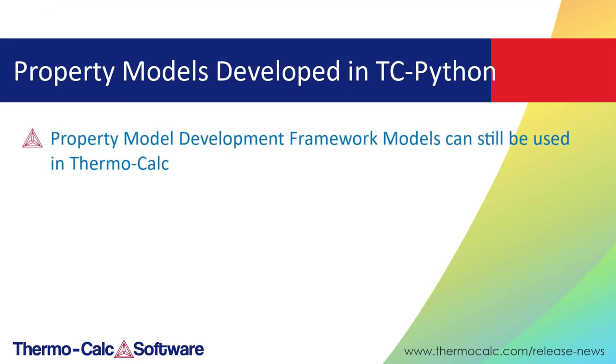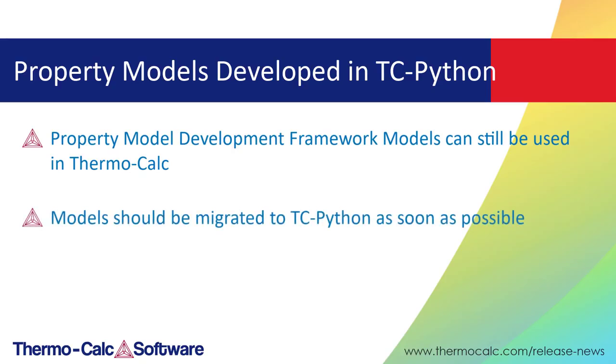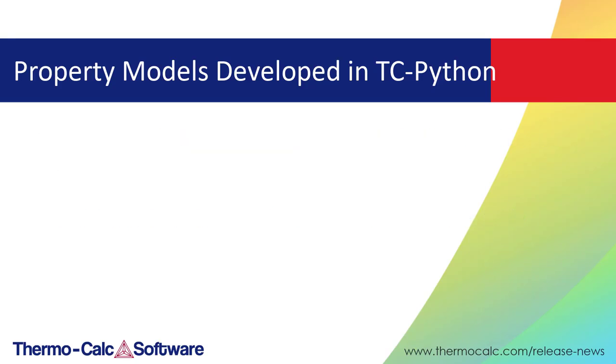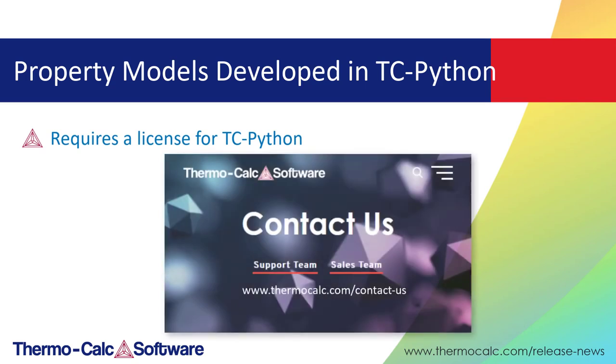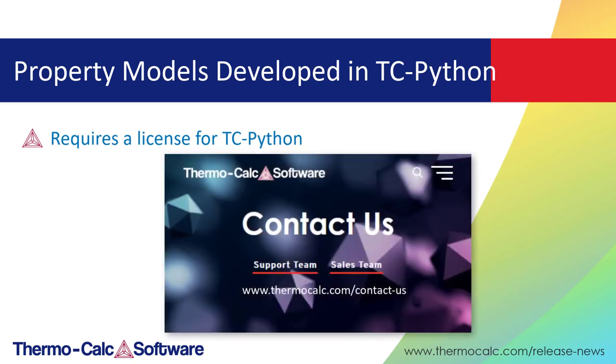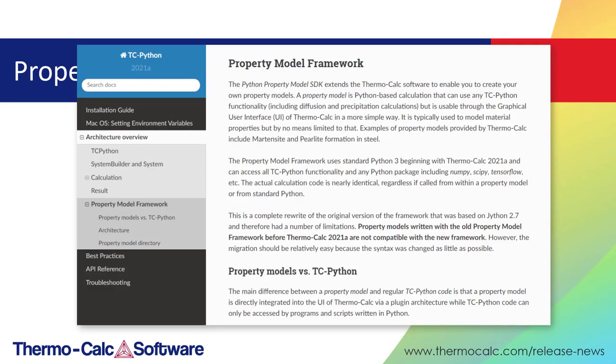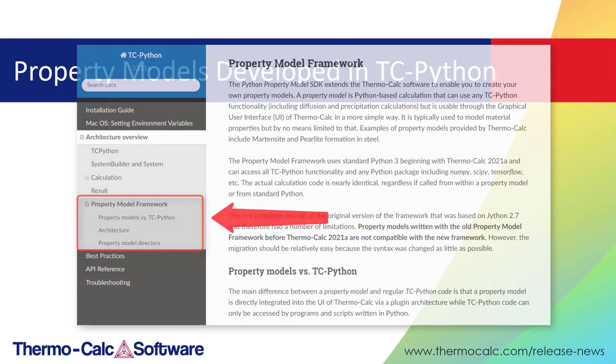Users who previously used the Property Model Development Framework to develop property models can still use their models in Thermo-Calc, but they are encouraged to migrate them to TC-Python as soon as possible. This new feature requires a license for TC-Python. Contact your local Thermo-Calc software representative if you are interested in learning more about this powerful new feature, or read about it in the TC-Python help under the Property Model Framework section.